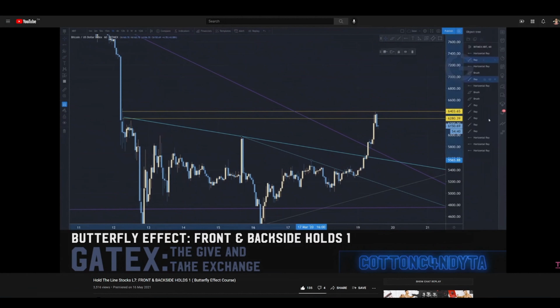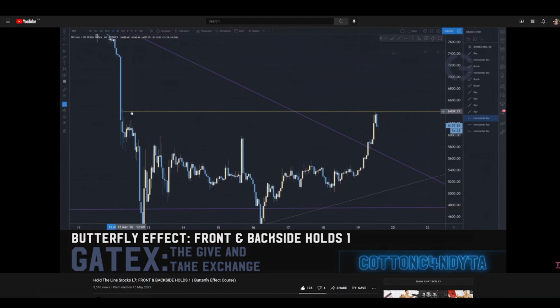You have Ray, and which one is this one? That's not the right one. I want to leave that one. That one we can remove. This one we can remove. We can remove this, and we can remove this.